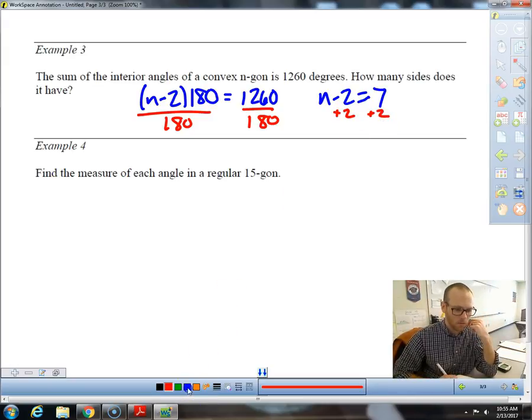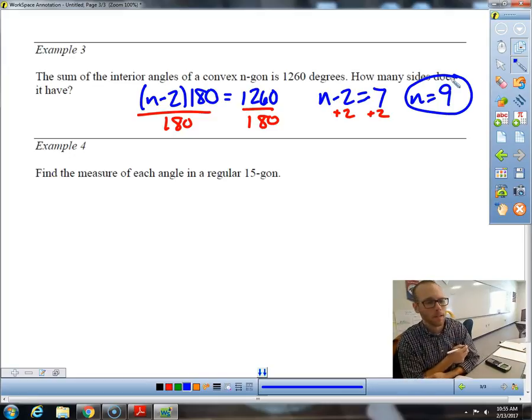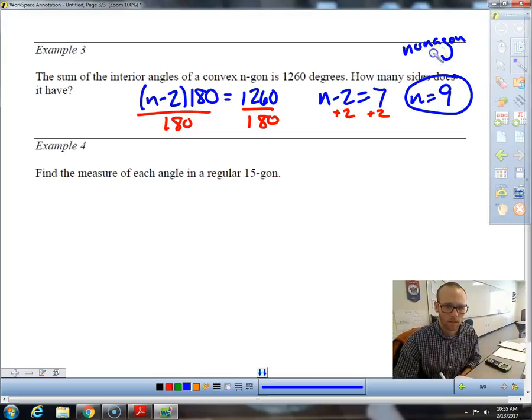Add 2. N equals 9. Okay, 9 sides. What do we call a 9-sided polygon? That would be a nonagon. Make a note of that, nonagon.